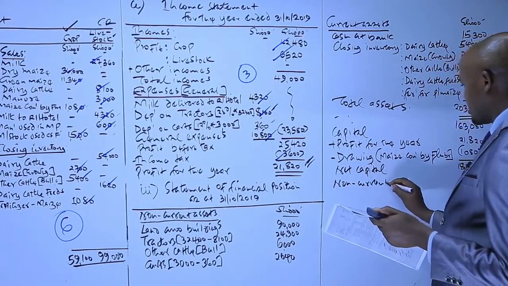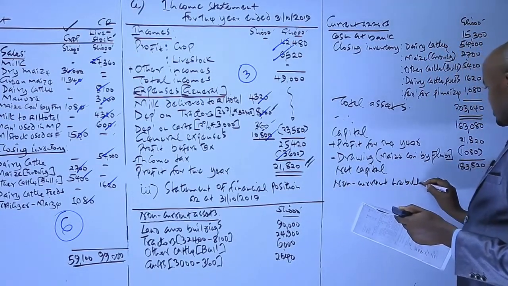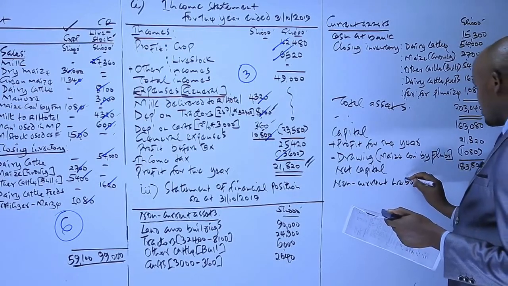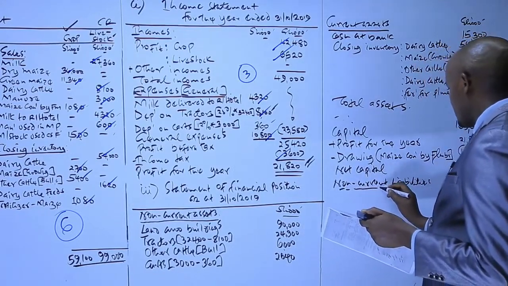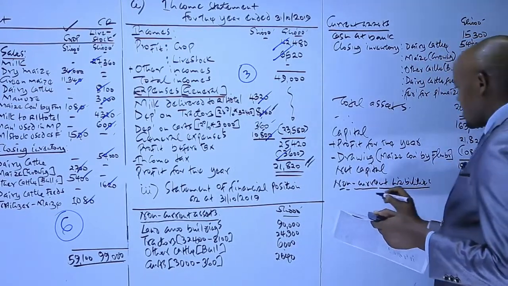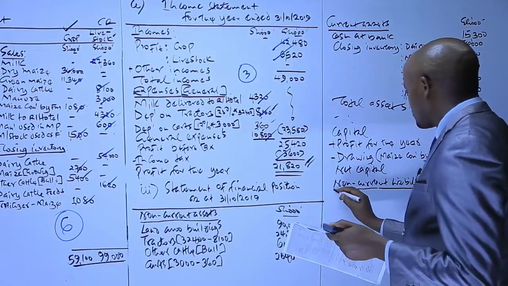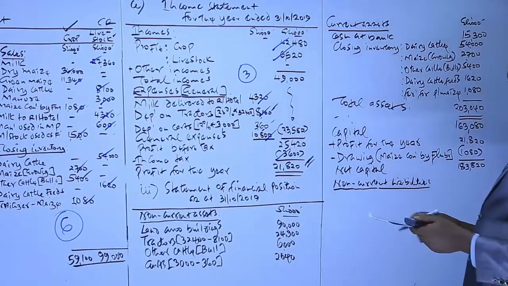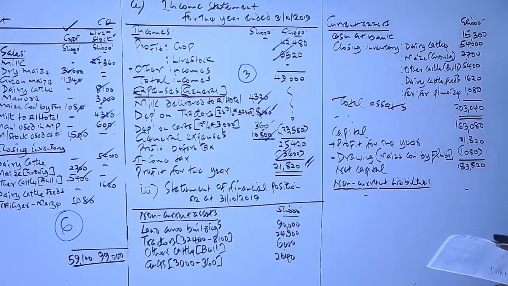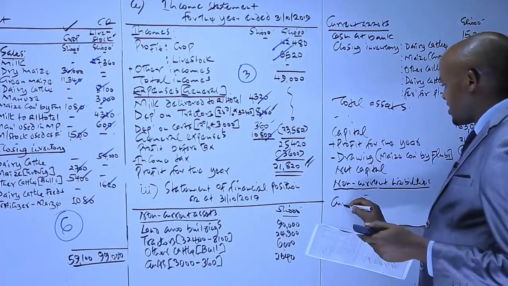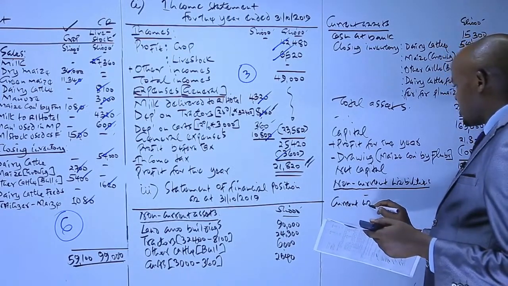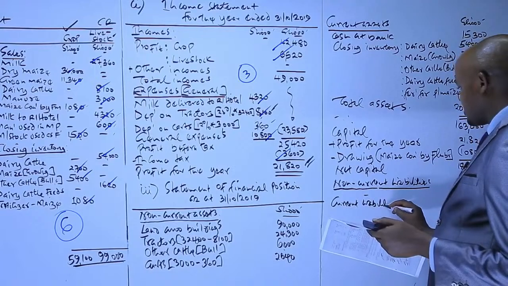So always we start with the non-current liabilities. Because this is a sole proprietorship business, the only non-current liability which a sole proprietor may have is a bank loan. Do we have a bank loan in this question here? No. So meaning that here we don't have any non-current liability. Finally, we record the current liabilities.